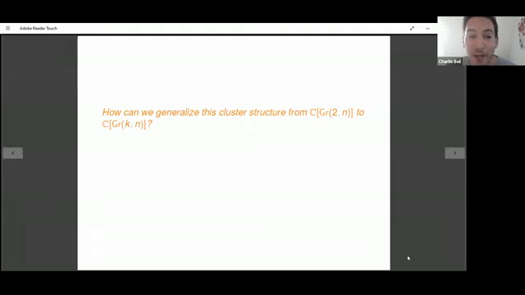So how can we generalize this cluster structure from the Grassmannian of 2-planes in N-space, where we change that 2 to any K? It suffices to take K to be less than or equal to N over 2. Remember, N here in this setting is the number of vertices around what we had as a polygon. Was it an n-gon?